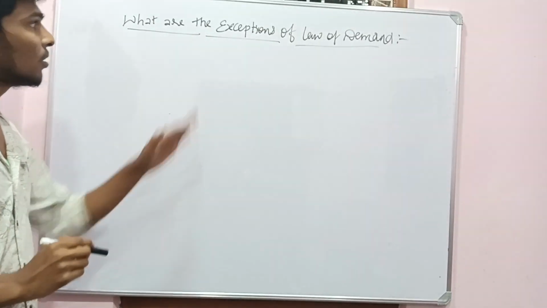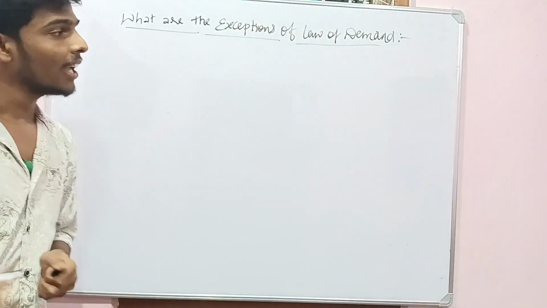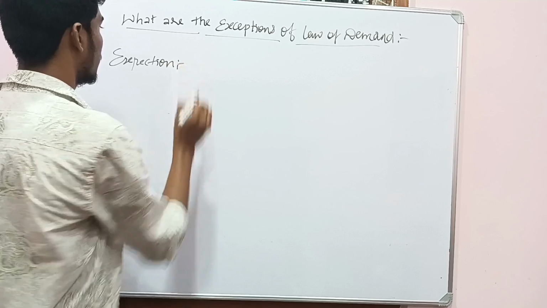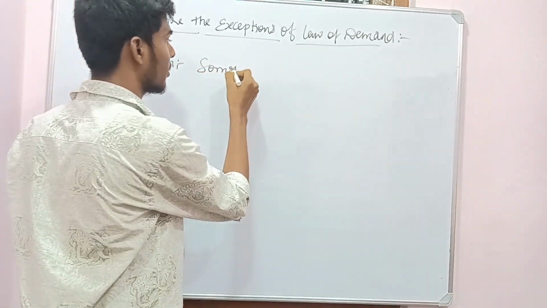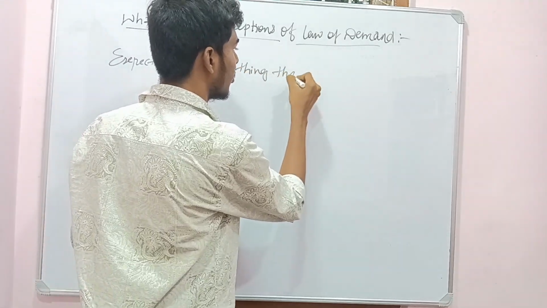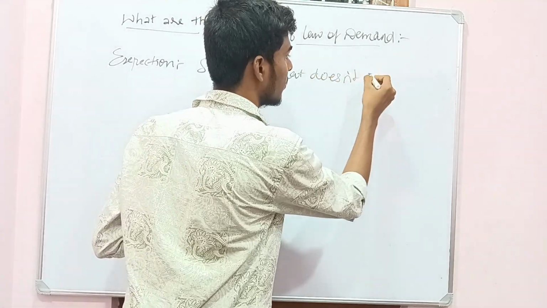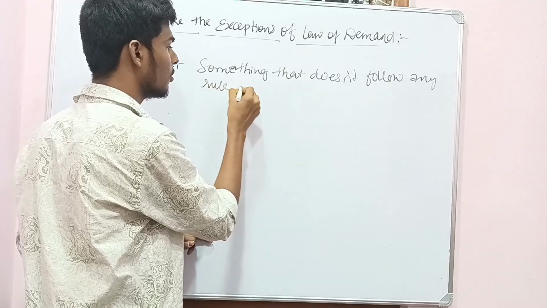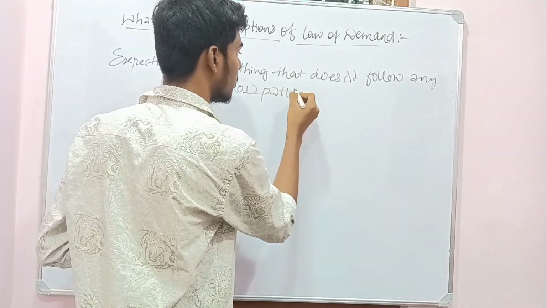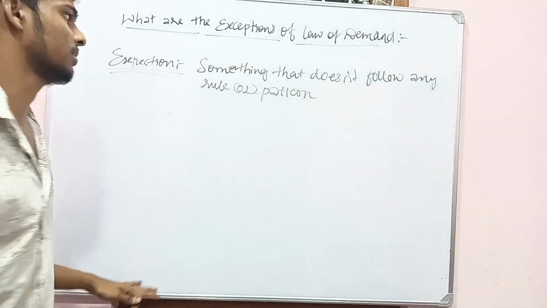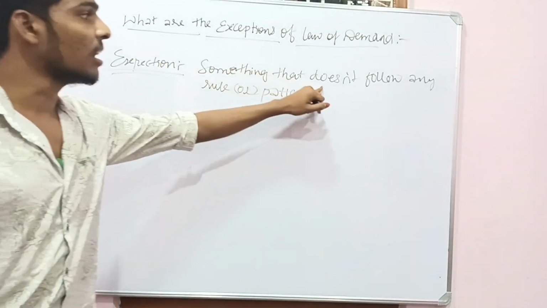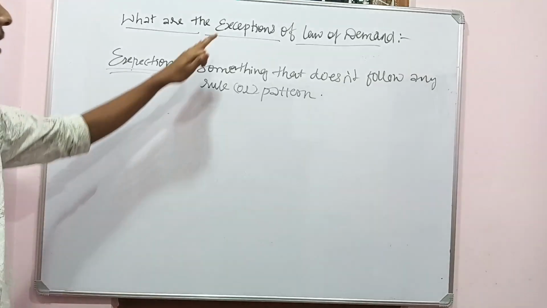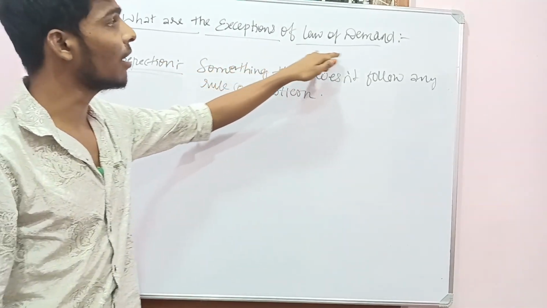First of all, what is an exception? An exception means something that does not follow any rule or pattern. Something that does not follow any rule or pattern is called an exception. Here, what is the exception in the law of demand?